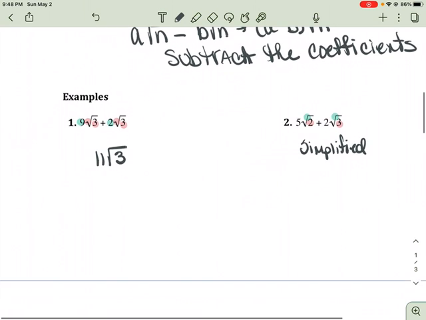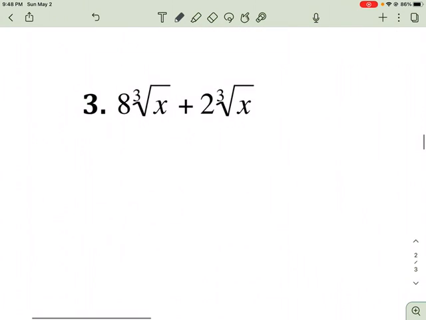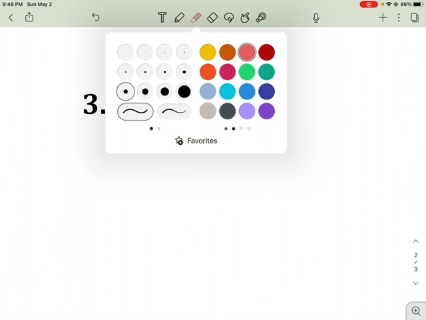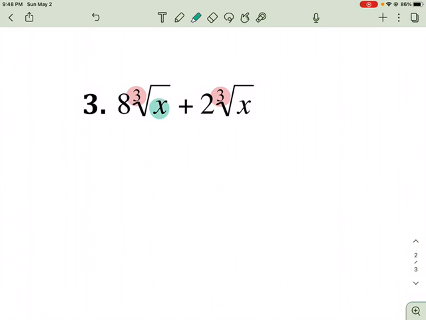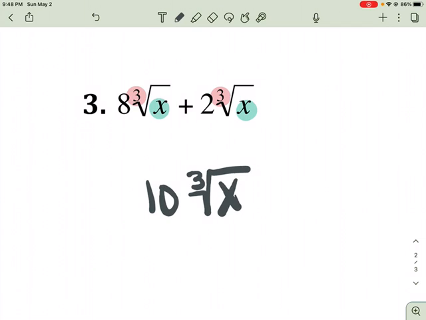Okay. All right, let's try this one. They're both cube roots, and they both have x's underneath. Looks like we're going to be able to add those together. So we're going to do 8 plus 2, or 10 cube roots of x.